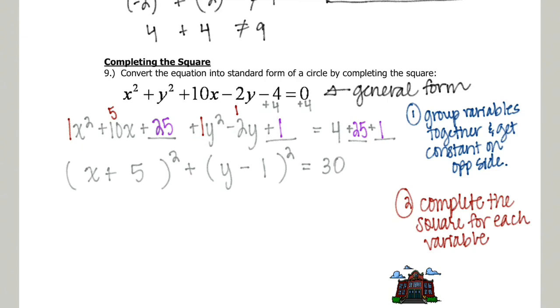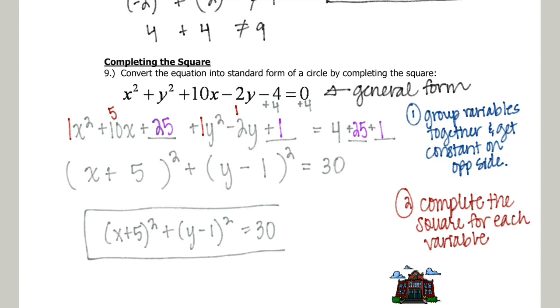And we completed the square in a previous unit, so if you need help completing the square, you can go back and rewatch that video if you need to. Completing the square is a big concept that we use a lot in college algebra. So now we've got our standard form. I'm just going to make it look a little bit nicer. x plus 5 quantity squared plus y minus 1 quantity squared equals 30.